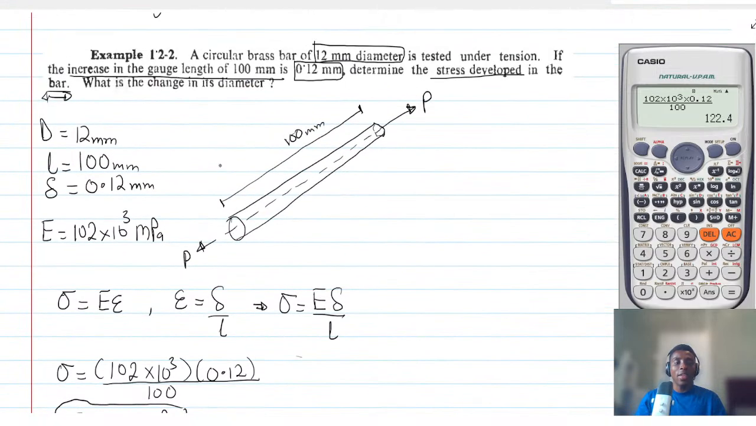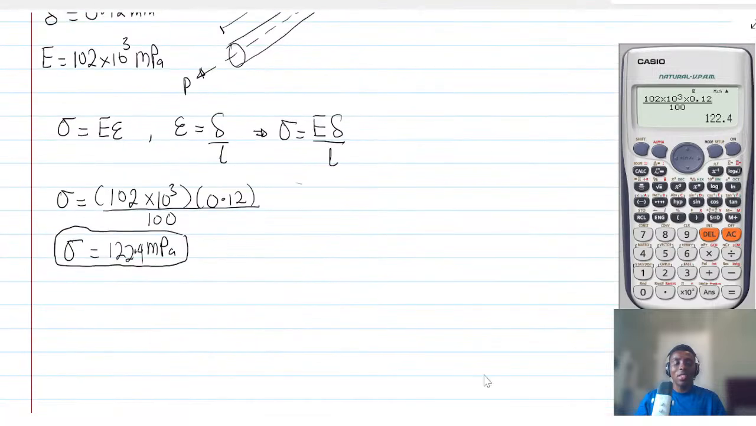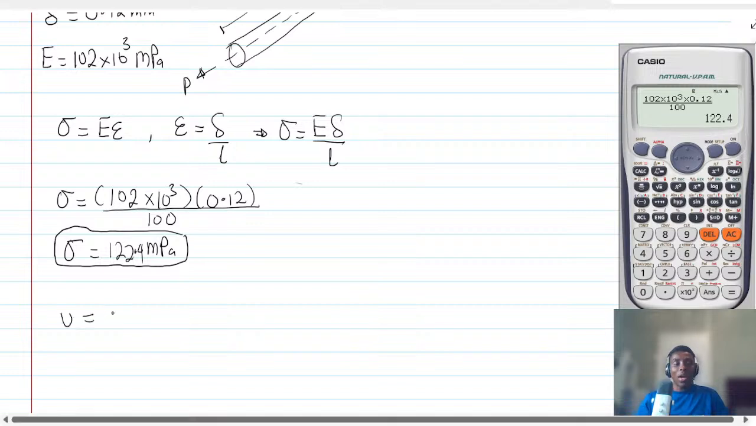Okay. And then it says, what is the change in its diameter? Now to calculate the change in diameter, we have to look at what we call the Poisson ratio. So we have to know the Poisson ratio for brass. Now the Poisson ratio for brass is actually 0.32. But this one will be given to you in exams, or from the question.